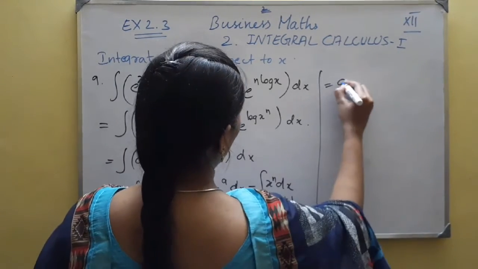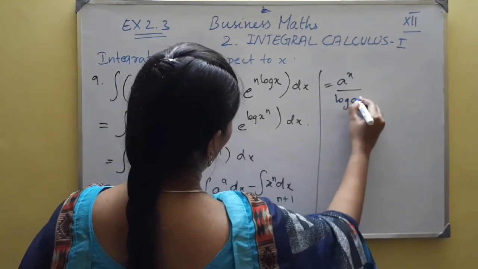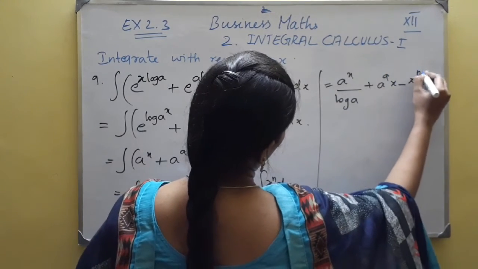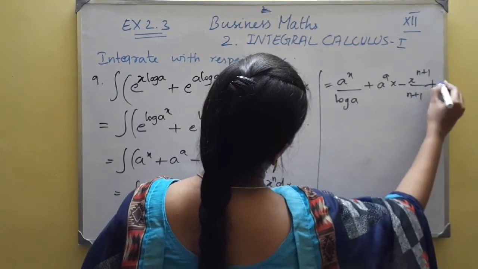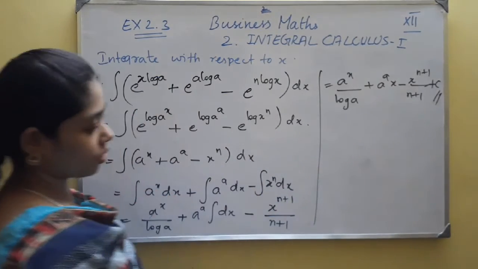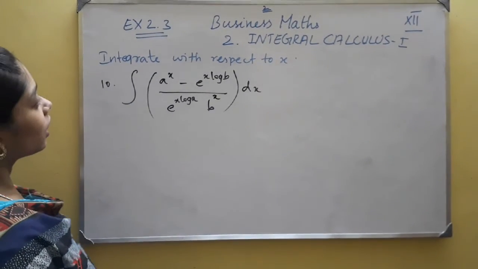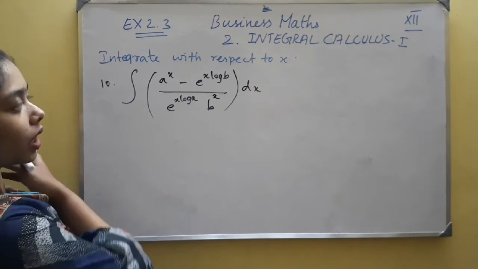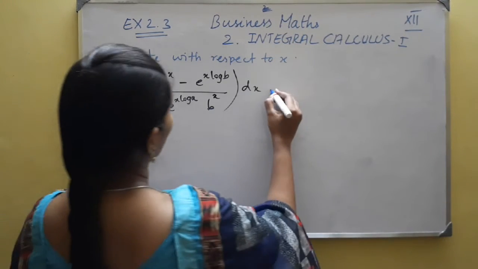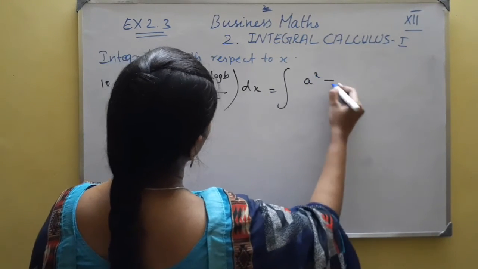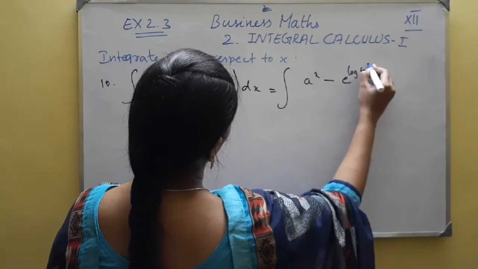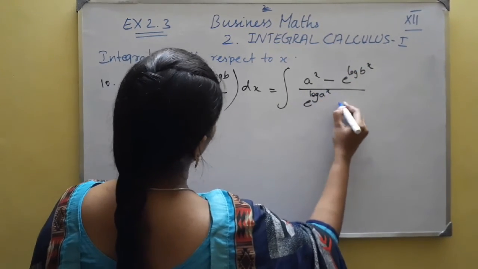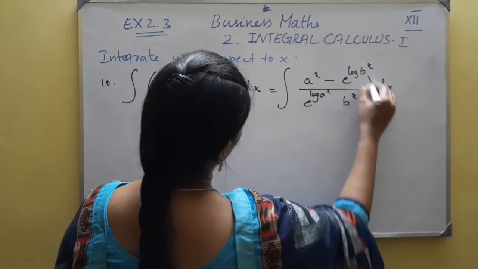So this is a^x / log a + a^(x+1)... minus x^(n+1) / (n+1) plus c. This is our required integration solution. Problem: integrate (a^x − e^(x log b)) / (e^(x log a) b^x) dx. Same way, just write this as e^(log b^x) divided by e^(log a^x) into b^x into dx.